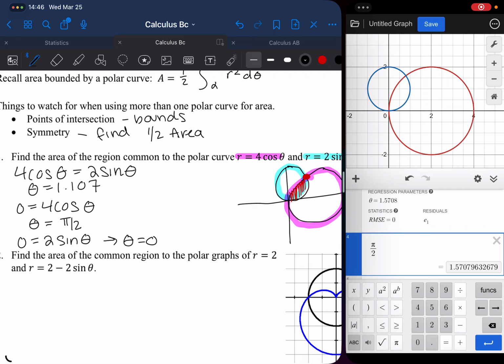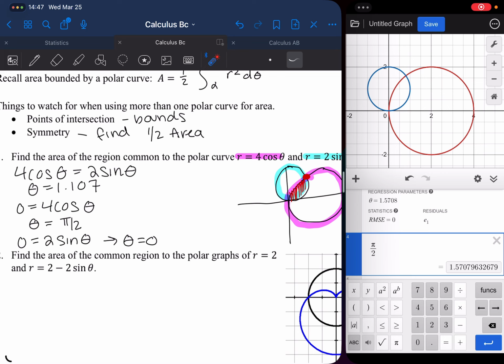Okay, so really what we did is we found this part here, because this is 0. And we also found this part here because this is pi halves. And then this is the intersection. So in order to set this up, we are going to do the same formula for integration, but we're going to end up adding both of these polar curves together.